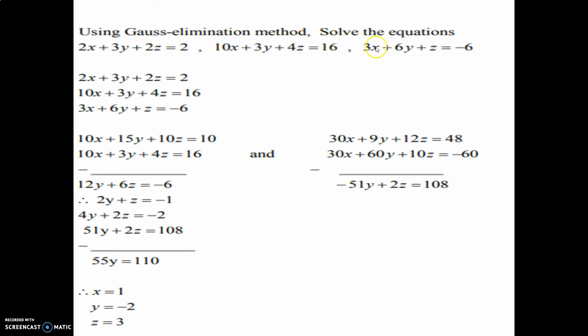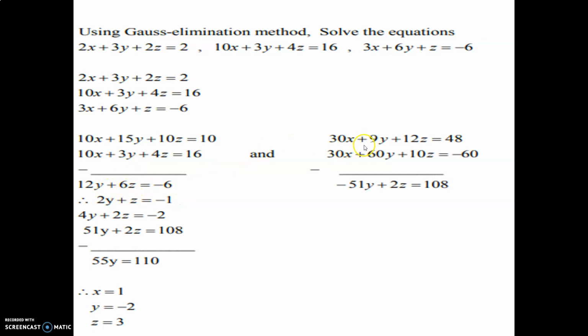Using the Gauss elimination method, solve the equations 2x plus 3y plus 2z equal to 2, 10x plus 3y plus 4z equal to 16, 3x plus 6y plus z equal to minus 6. We consider the first, second and third equations and solve them simultaneously. 10x plus 15y plus 10z equal to 10, 10x plus 3y plus 4z equal to 16. We take the subtraction, the common term gets cancelled, and we get 12y plus 6z equal to minus 6.